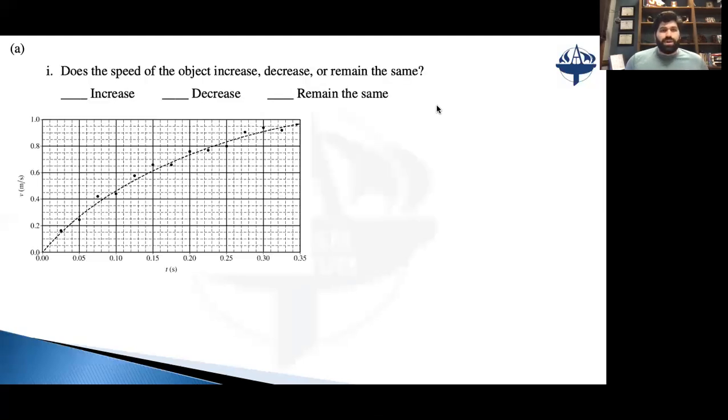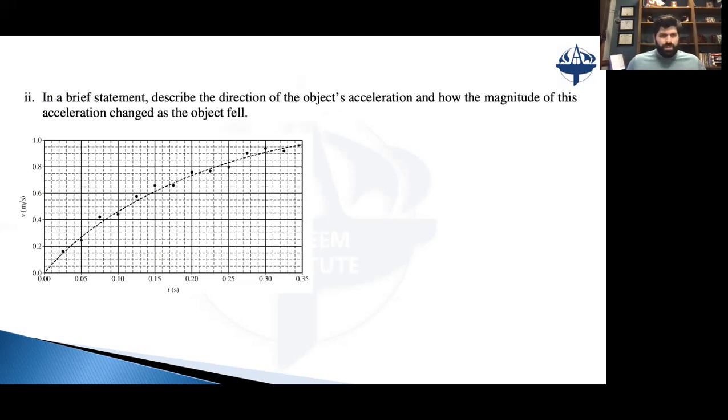So first, we want to know, does the speed of the object increase, decrease, or remain the same? And we're going to use the graph that was given to us to answer this question. This one is actually quite as simple as it sounds. We're talking about speed, and our speed is given to us here on the y-axis, and we want to know, does it increase, decrease, or stay the same? Well, as we look at this graph, we see that the speed is in fact increasing. The values are higher as time goes on. So that is a simple increase, and that part of the question is done.